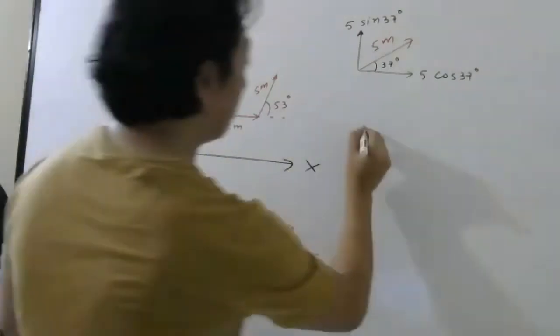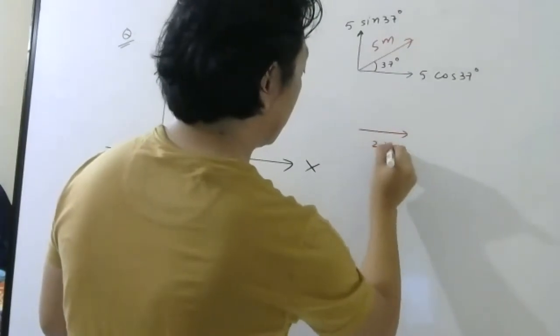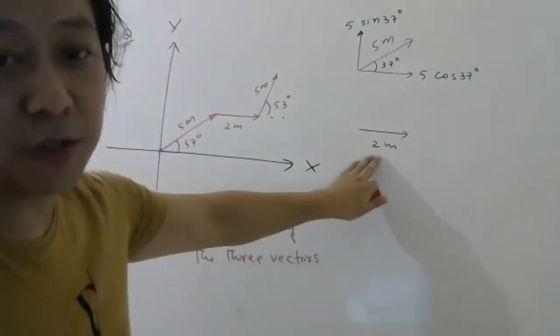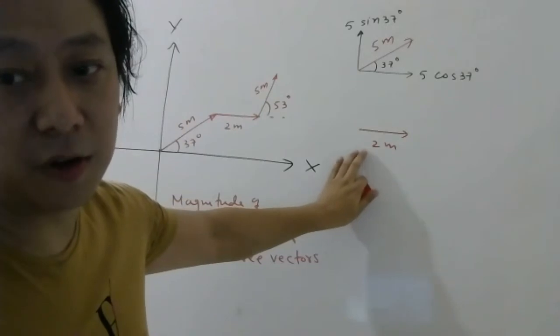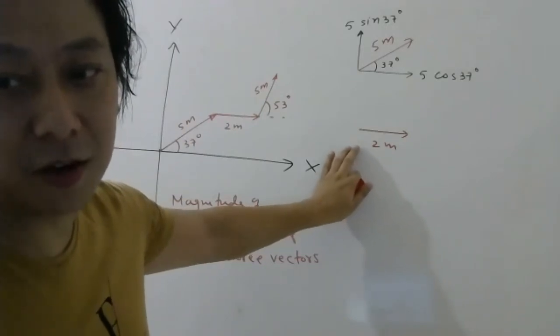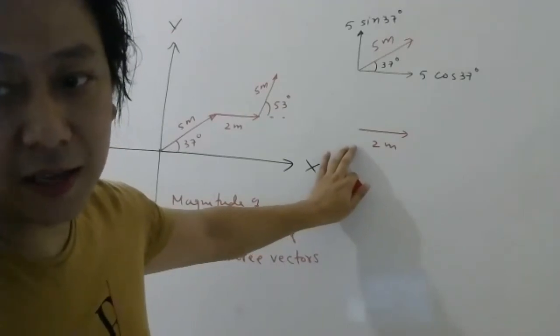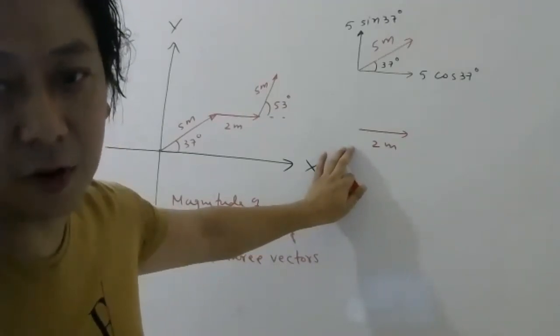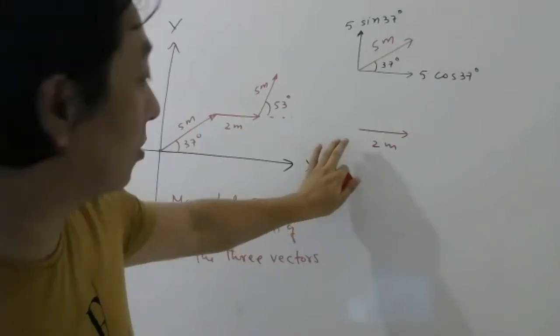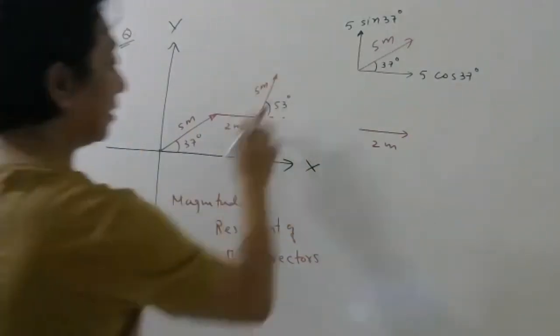For the second vector, no need to take components. This 2 meter itself will be which component? Will this be the x component or the y component? I know you are busy solving, but try to answer: x component. If the video is lagging, you have to wait for some time, or you can see the old notes. So this will be your x component. Now let us see this one.